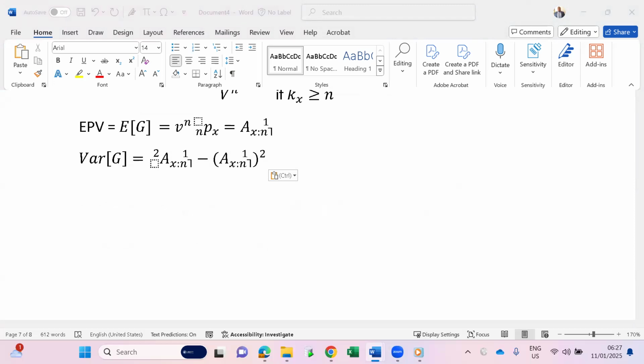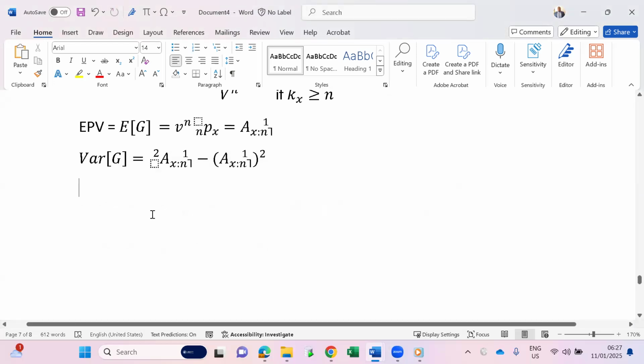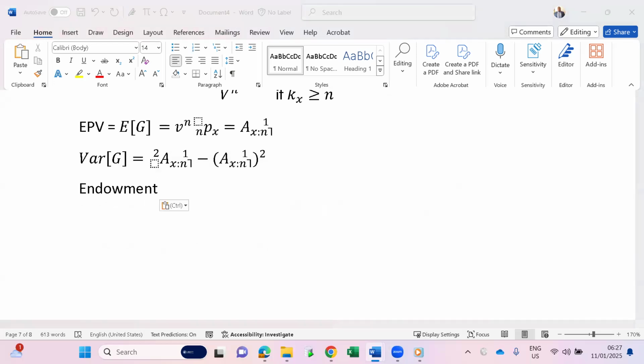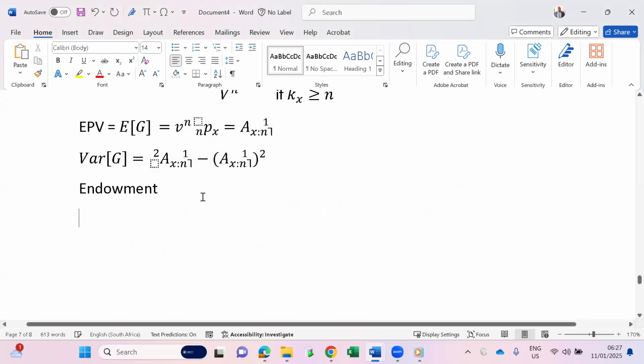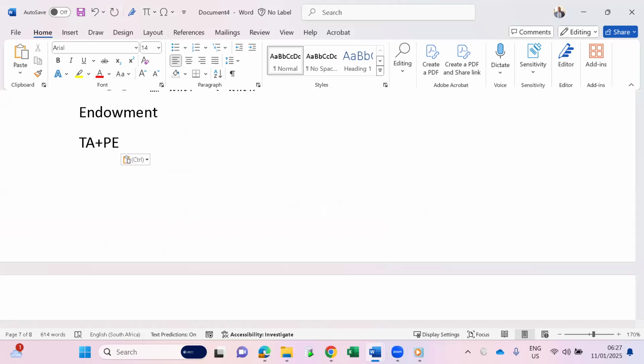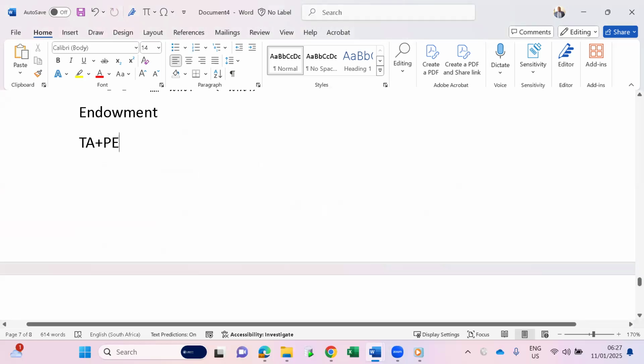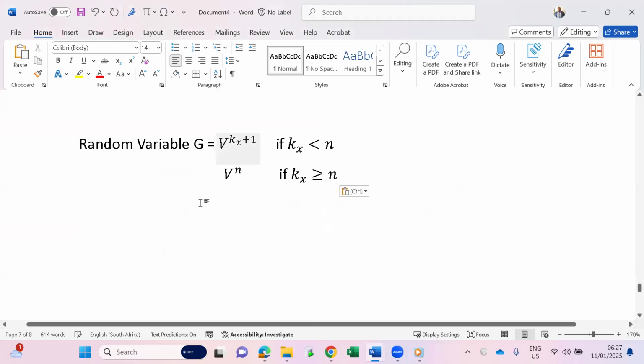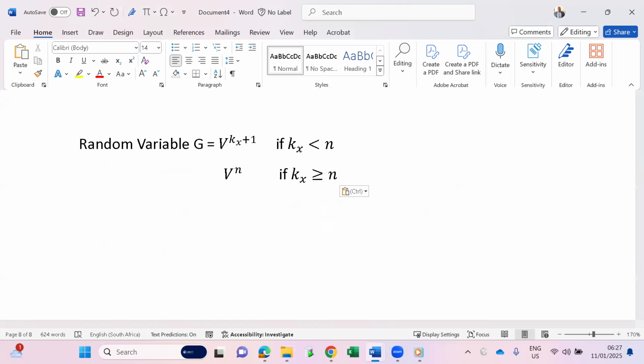Then you have the endowment. For the endowment, we have that it's a term assurance plus pure endowment, which we've defined. We're expecting a combination of the two. So the random variable will have some value whether we are less than or greater than n. When we're less than n, it's the term assurance. When we're greater than n, it's the pure endowment. Same for E.